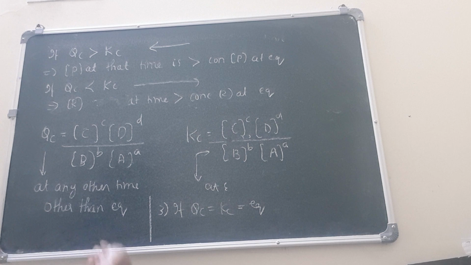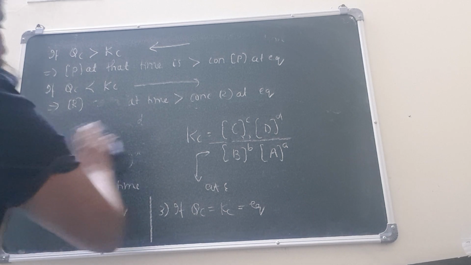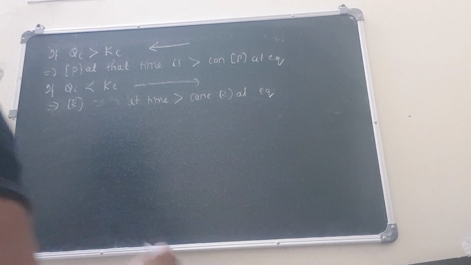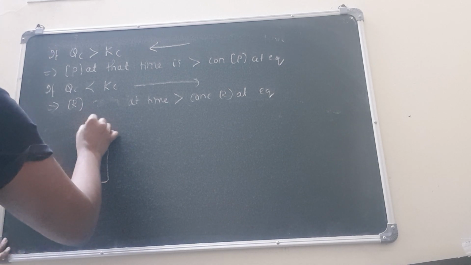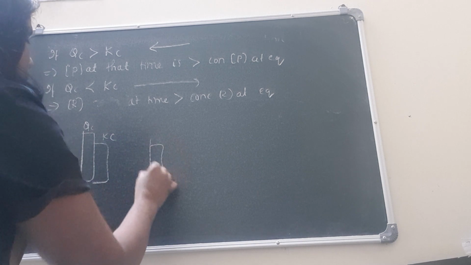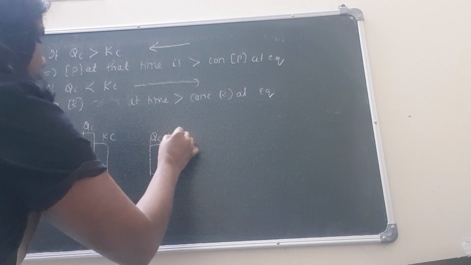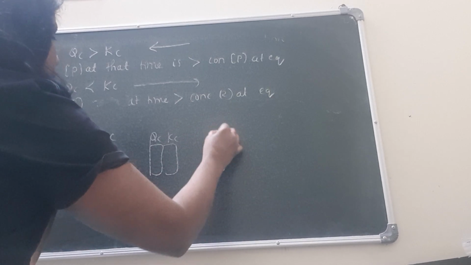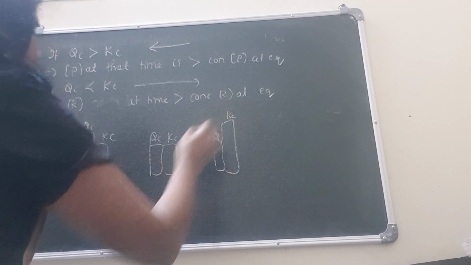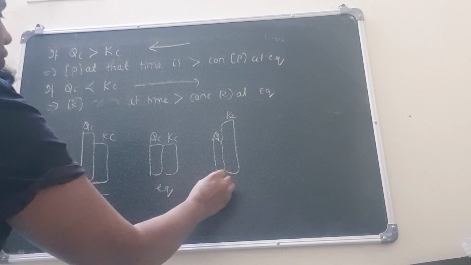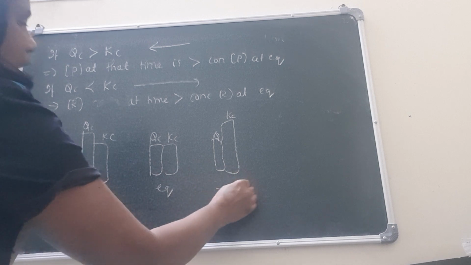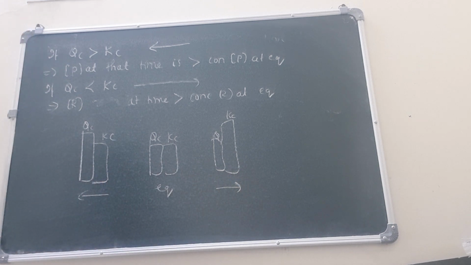The time when you have measured is exactly the time when the system is at equilibrium. In terms of a chart, there is a chart in your textbook which says the same thing that I have mentioned. Let us say this is Qc and Kc. When Qc is greater, it is in the backward direction. This is in equilibrium, and when Qc is less, it is in the forward direction.